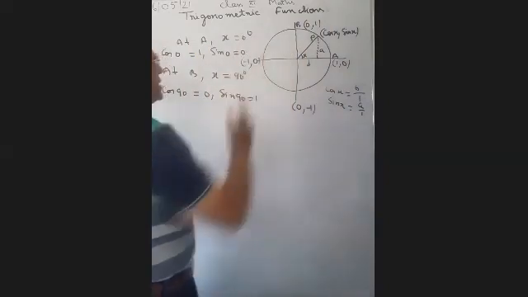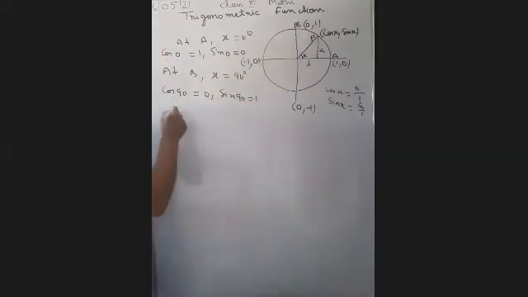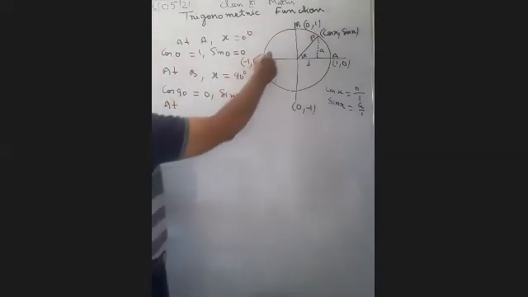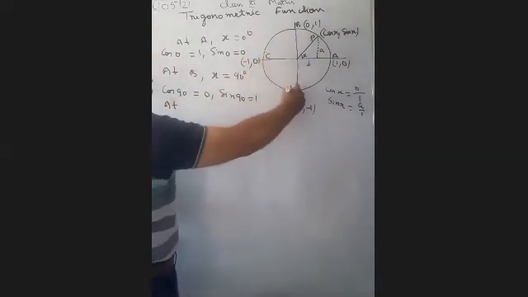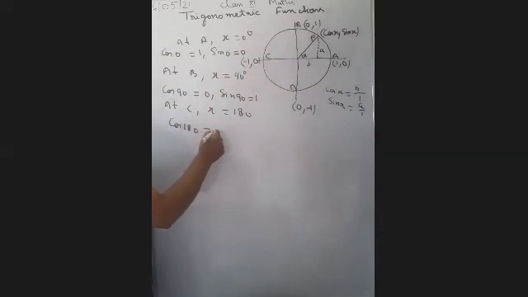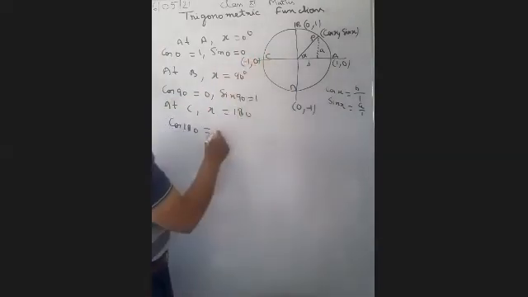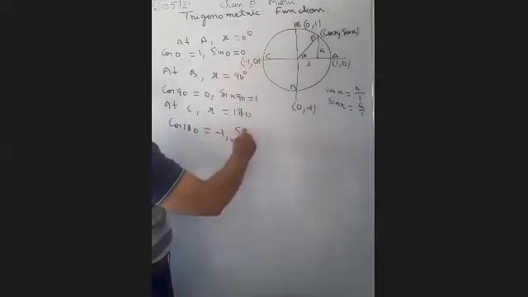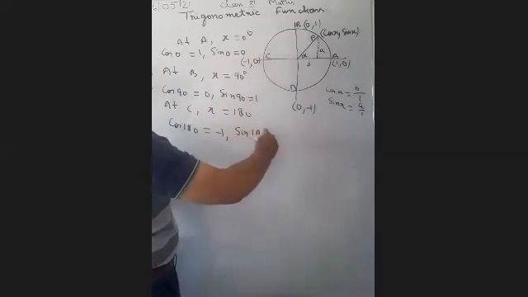Similarly, x makes the angle 180 degrees. So cos 180 degrees at C. Suppose this is the point C. This is the point D. At point C, x is equal to 180 degrees. Cos 180 equals -1 and sin 180 equals 0.